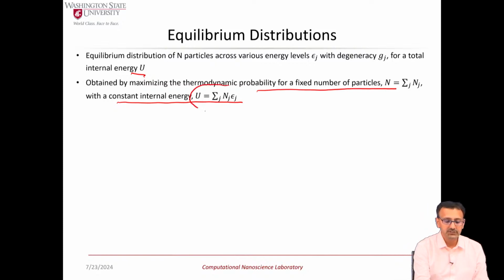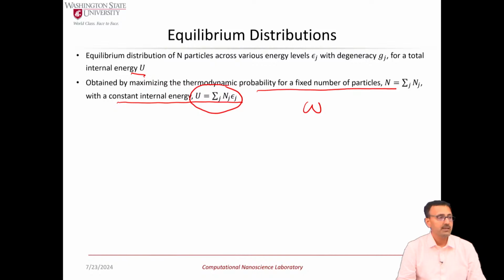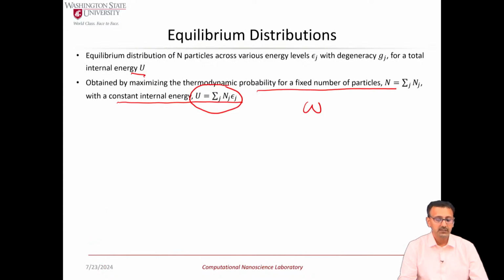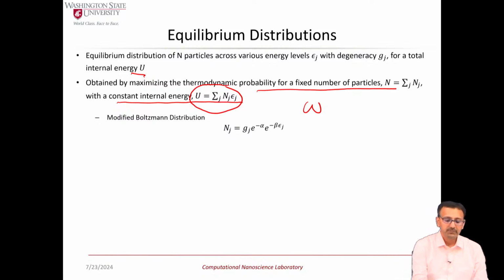So, this is the constraint, and you are trying to maximize the thermodynamic probability function omega. What was that function? In the previous slide, I showed you that function. Depending on the type of distribution, you have different functions for omega. So, you want to maximize omega while keeping the number of particles and u the same. Now, if you follow those steps, I am not going to derive it. If you are interested, please refer to any statistical mechanics book, such as Sontag's book that I have referenced for that. It is pretty straightforward.